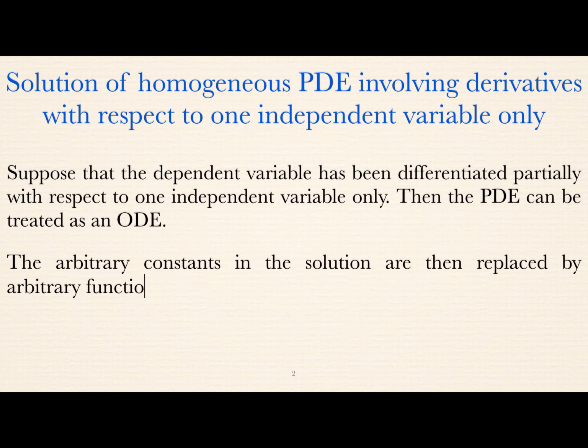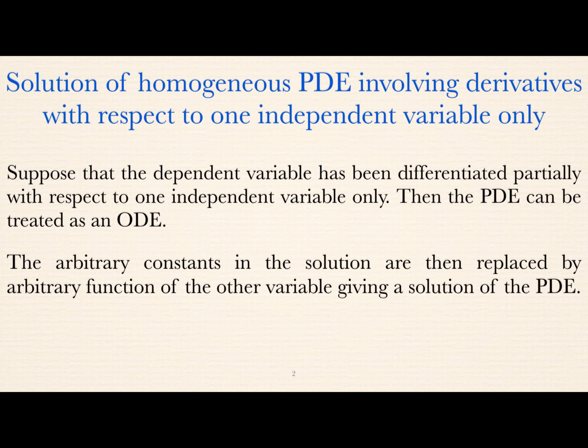Suppose the dependent variable has been differentiated partially with respect to one independent variable only, then the PDE can be treated as an ODE. The arbitrary constants in the solution are then replaced by arbitrary functions of the other variable, giving the solution of the PDE. The second paragraph I will explain while solving the problem.